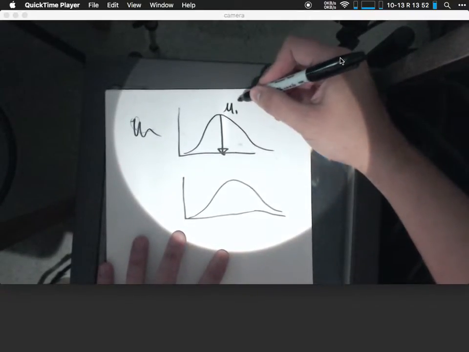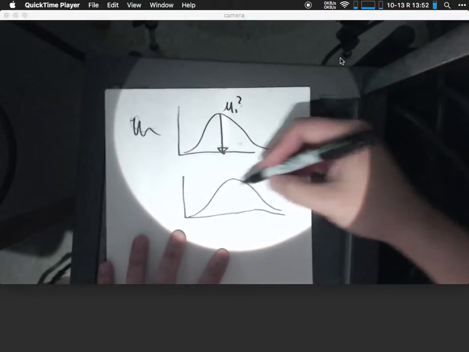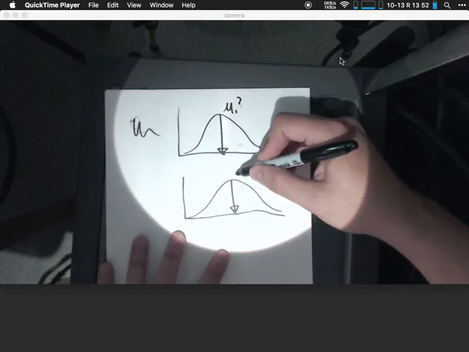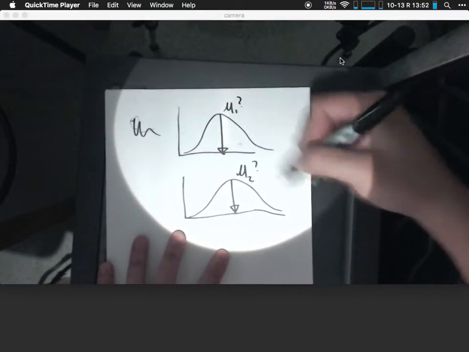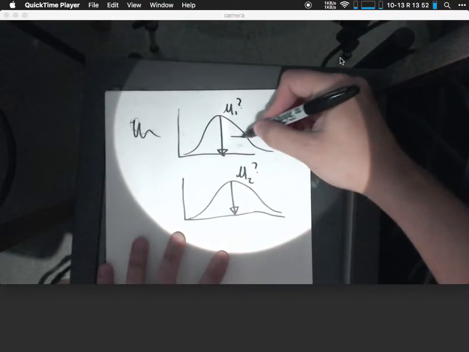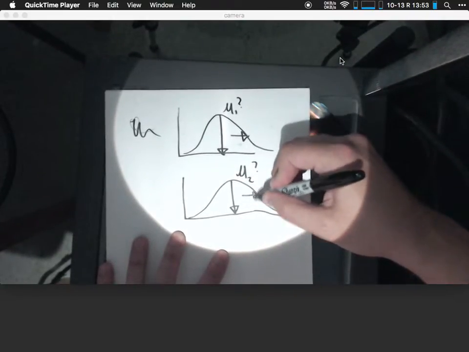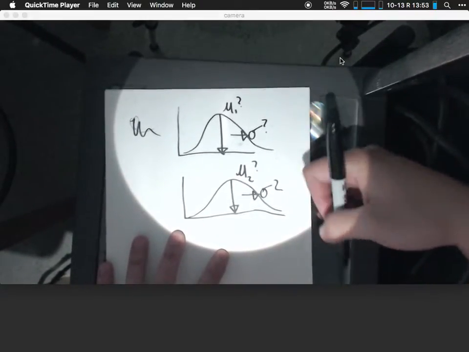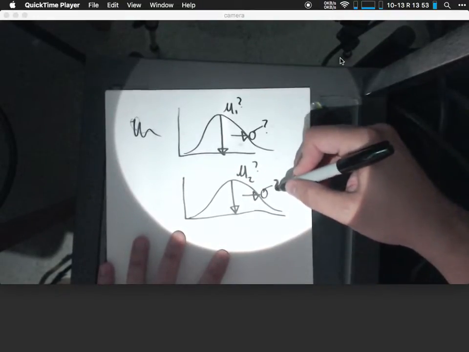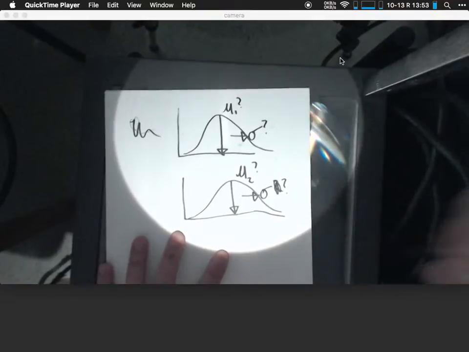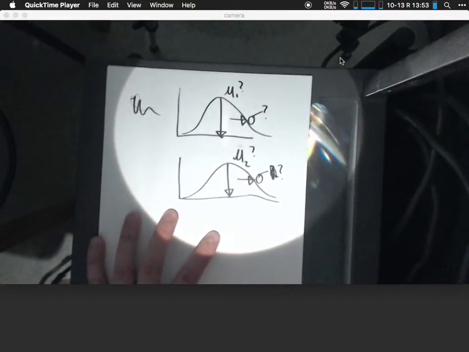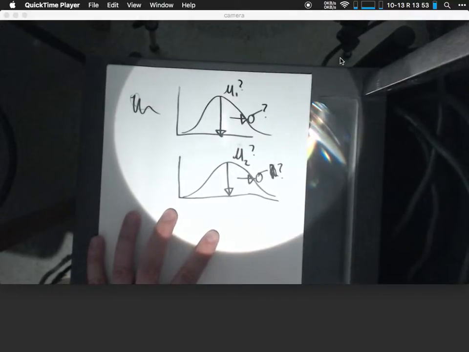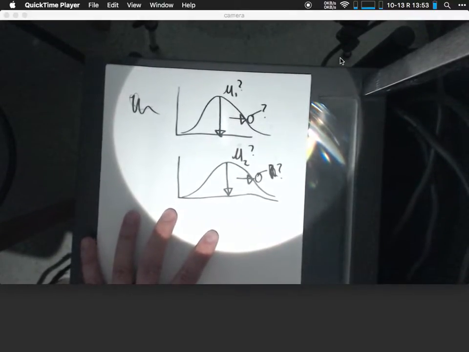So let's call this mu1. We didn't know where the center of this group was. Mu2. We didn't know where the center of that group was. Both groups have a variability, but we decided they had the same variability. Oops, sigma squared. So this sort of emulates the t-test, where you've got two groups. You're going to assume they have the same variability, but you don't know what that variability is.